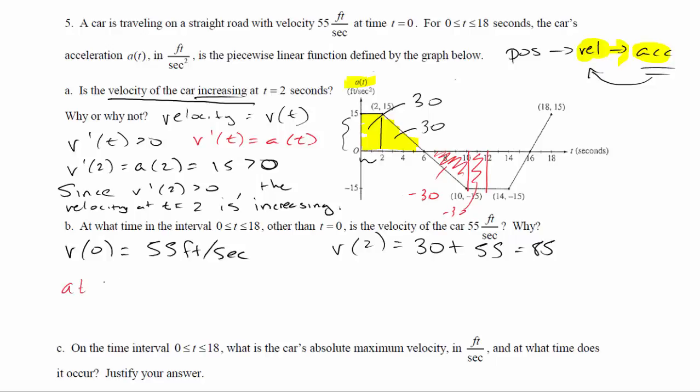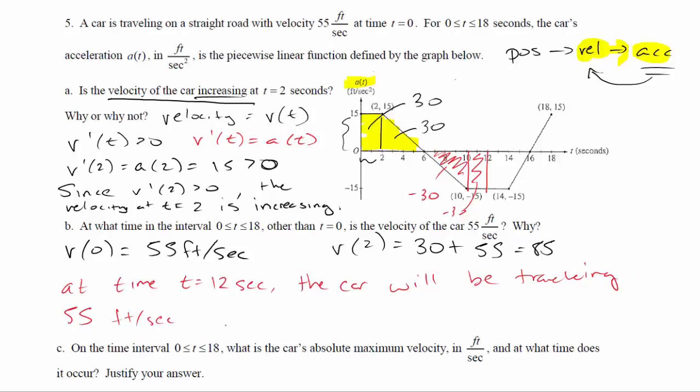So we can say at time t equals, let's see that we ended at 12 seconds, the car will be traveling 55 feet per second. And the question is, why? How do you know? Well, don't just say area. Don't refer to area. Don't refer to any sort of ideas that kind of came into your head that doesn't explicitly show you that the velocity is back at 55. What I really want to show mathematically is that the area had to cancel out.